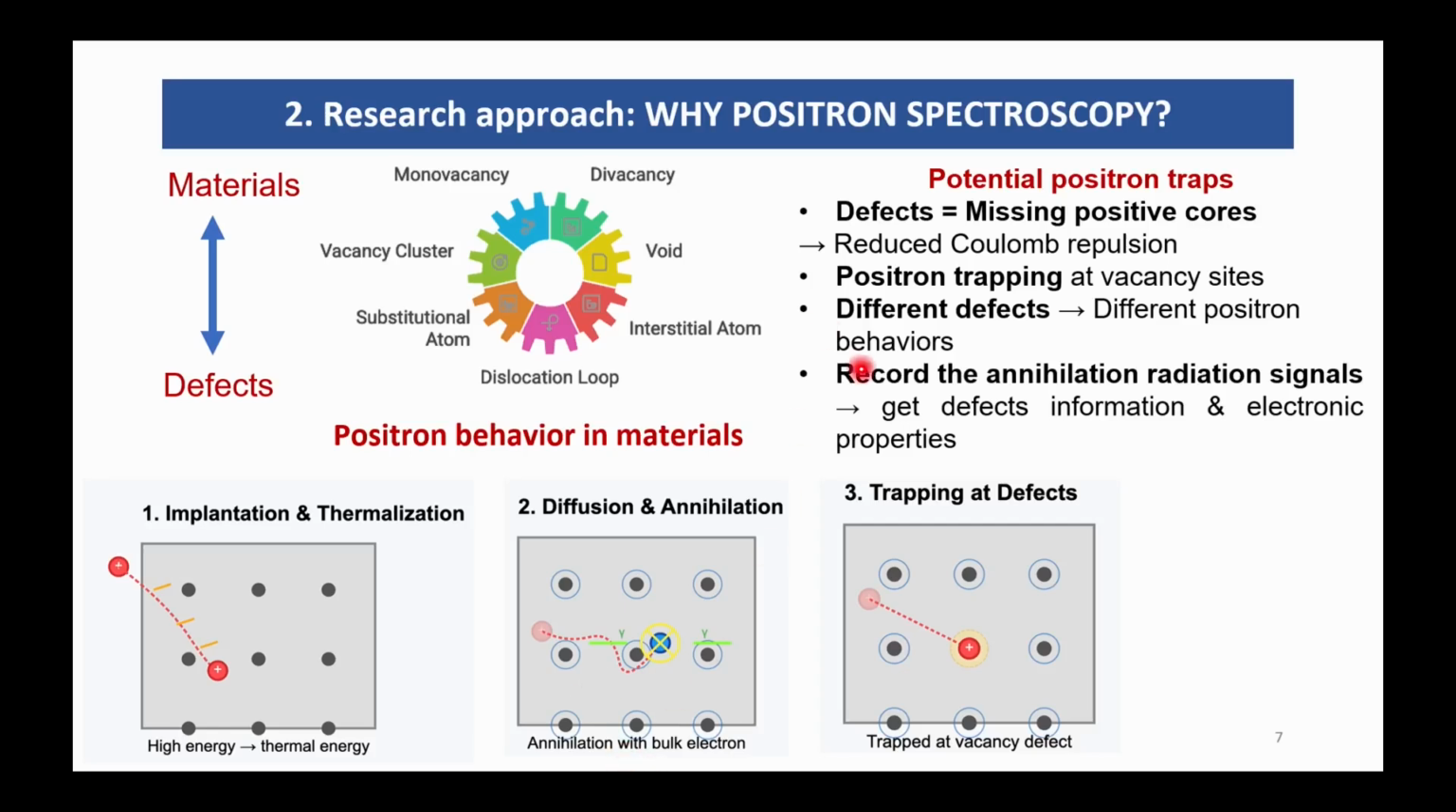But when you have a defect, like a monovacancy here, that means you lack the positive core. So the positron will come and stay there. We call it positron getting trapped by a vacancy defect.